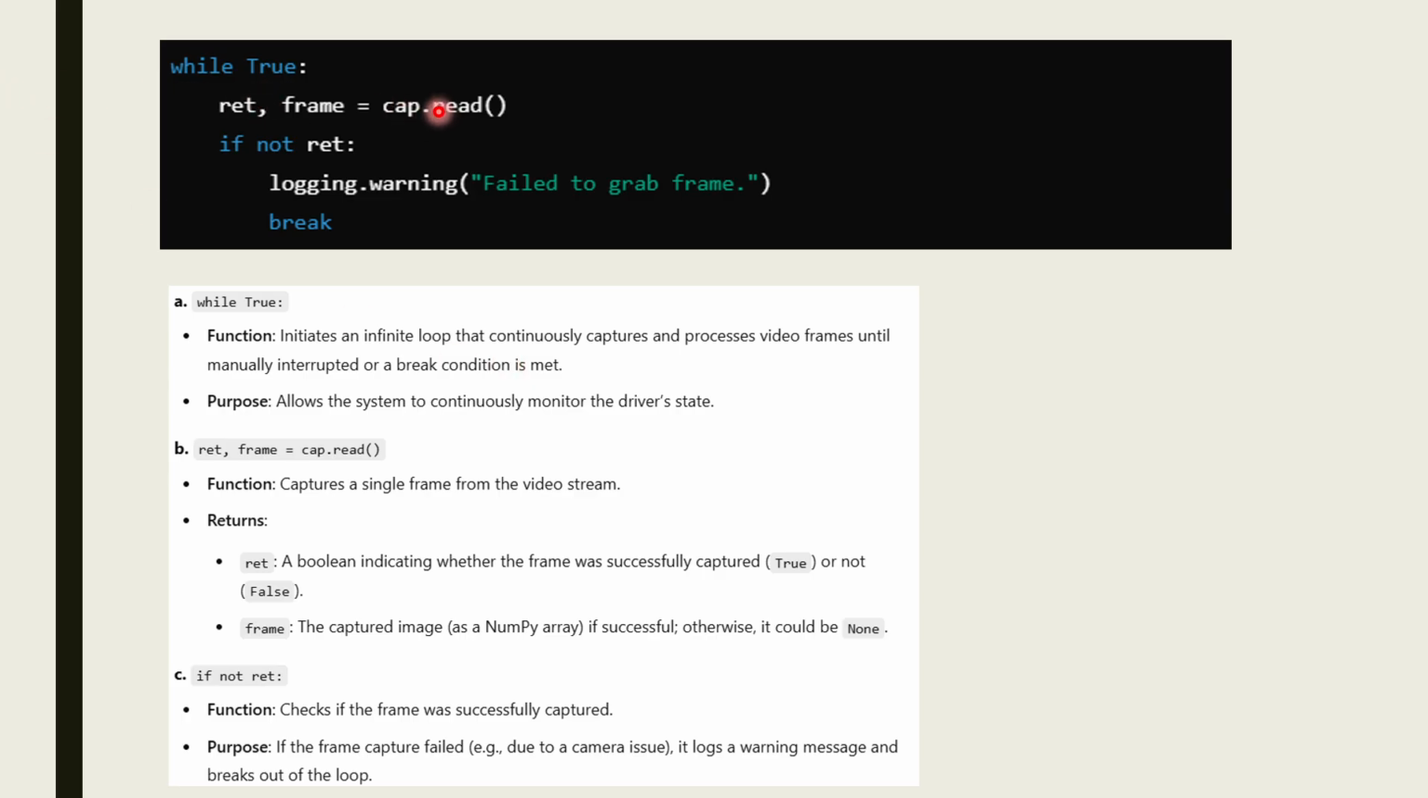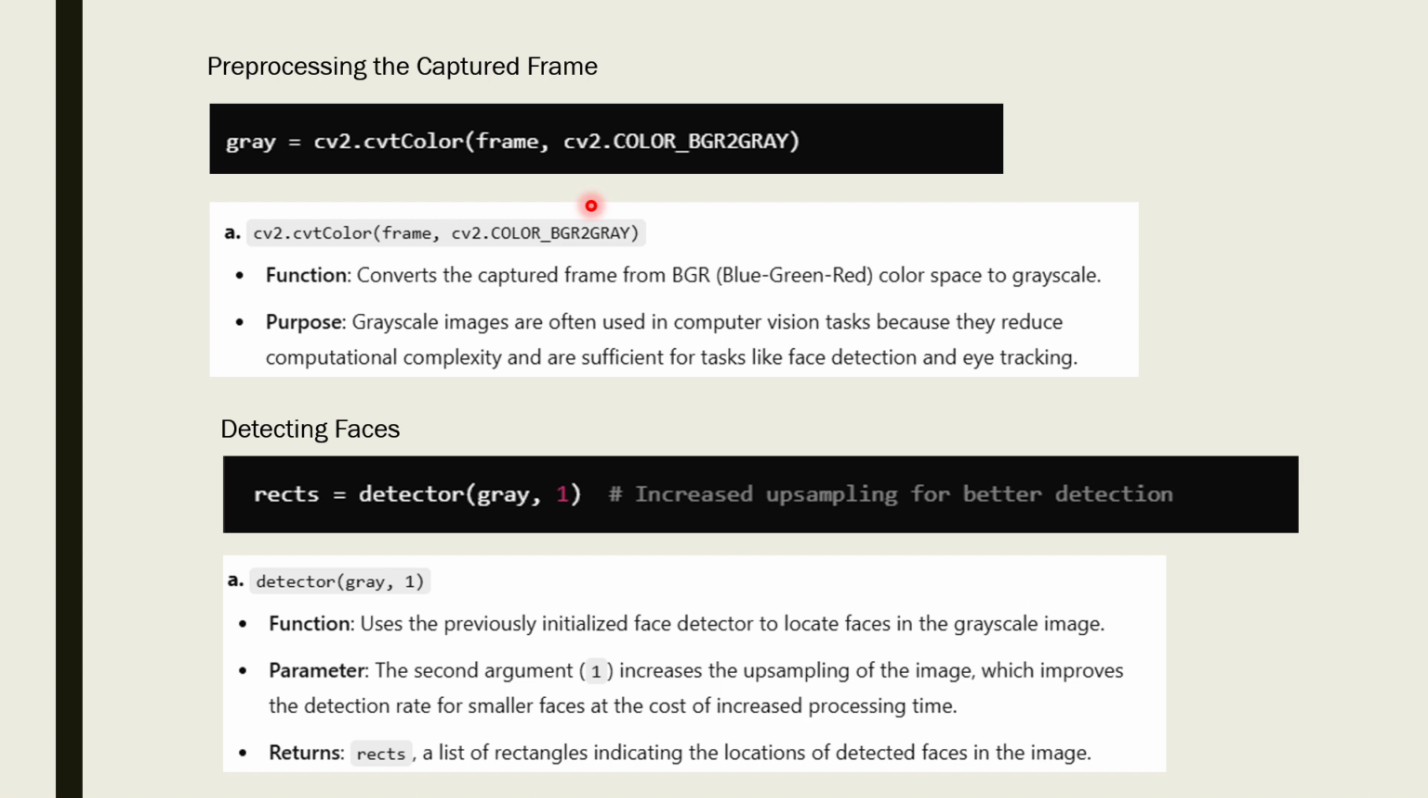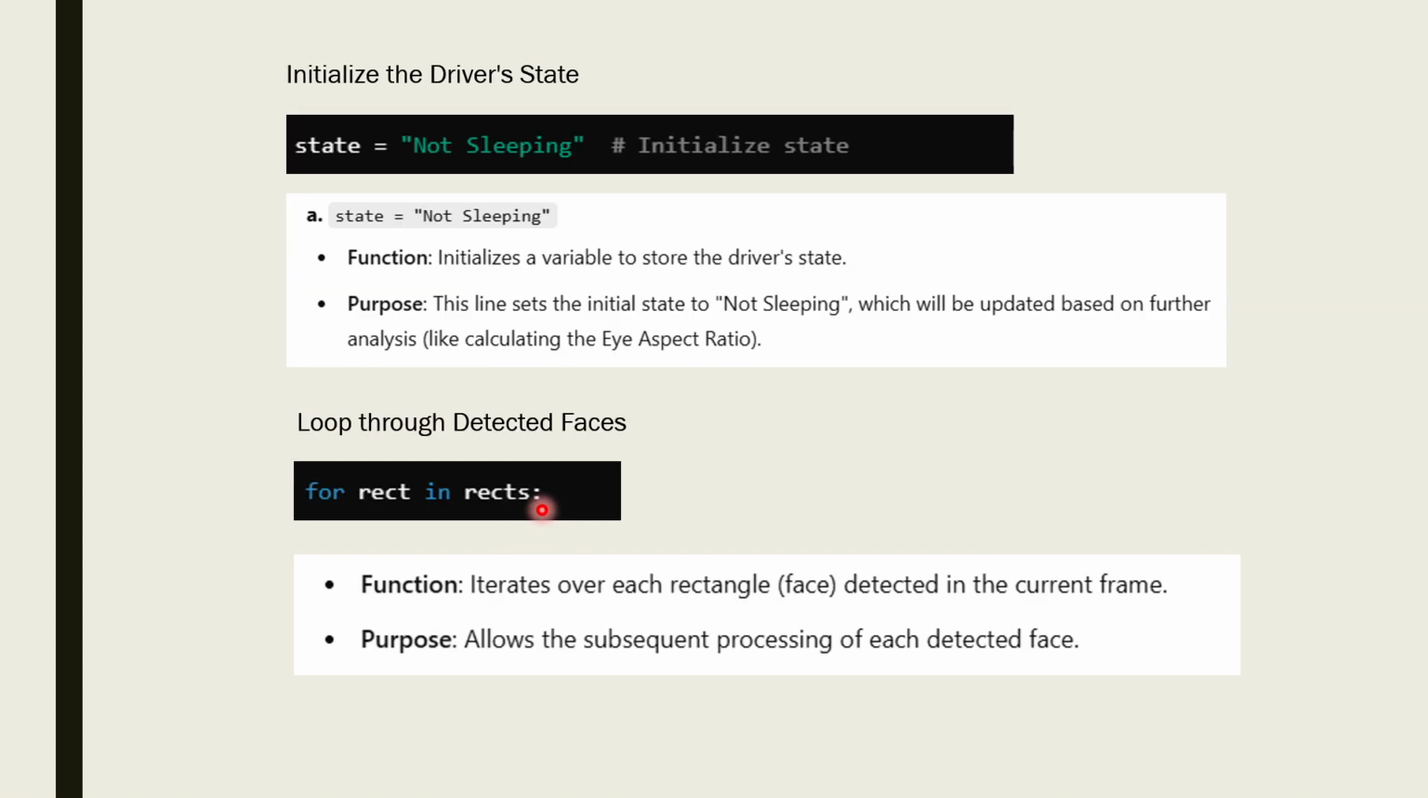Now what is this function doing? This function is reading the captured video frame by frame. If it fails to read the frame, it will give an error. After we get the frame, we convert the frame into grayscale. Why grayscale? Grayscale is often used in computer vision and reduces the computational complexity. Now after we get the frame, we have to detect the face in the frames. This function does that.